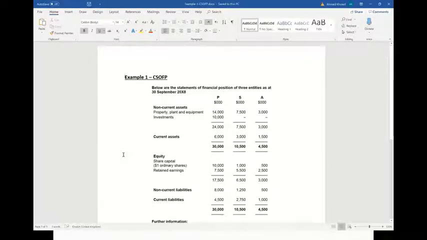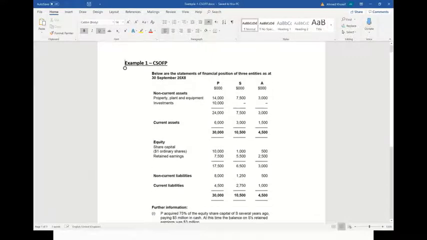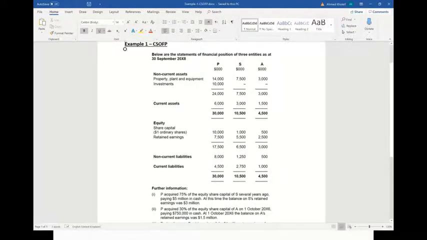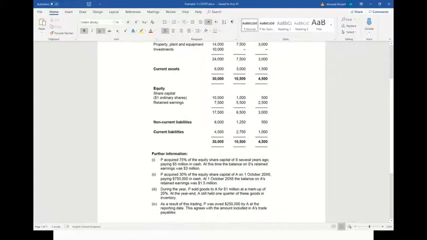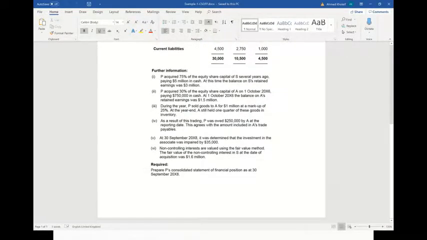we have in the example three companies. The three companies here are the parent company B, the subsidiary S, and the associate A. And we have several items here related to the statement of financial position of the three entities. And then we have additional information.